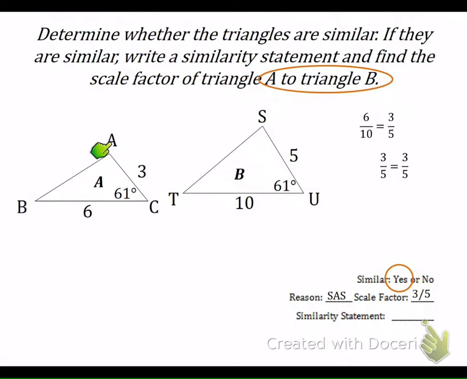And the similarity statement is what? BC. If you do BCA, then the other one has to be what? TUS. Good. That's not the way I did it. I did BAC and then TSU. But as long as yours are in the same order, like the corresponding parts are in the same order, you're good. So those are 2 examples. I think a lot of people just automatically go ABC. If you do that, that's fine. You just have to go STU.